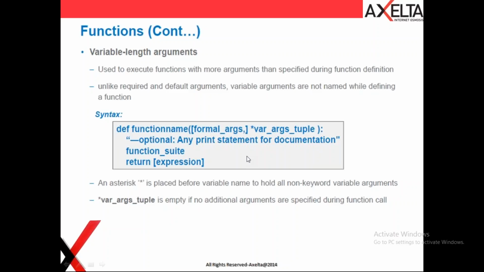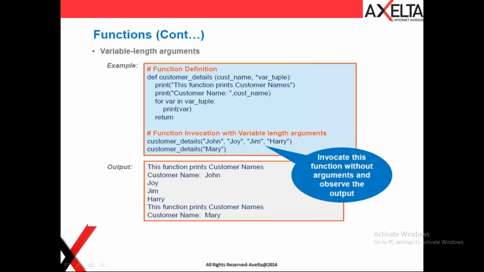Then later on, see here, if you see this example, I don't know how many arguments I want to be there in my function, but still later on I want to pass more number of arguments. Okay, is it clear? Are you getting what I am saying?